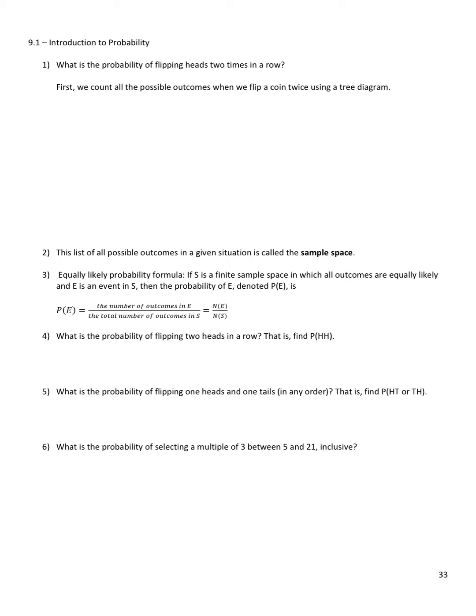What is the probability of flipping heads 2 times in a row? We're flipping a coin. If you flip it twice in a row, what's the probability that you get heads both times? So the first thing we're going to do is count all the possible outcomes when we flip a coin twice using what's called a tree diagram.